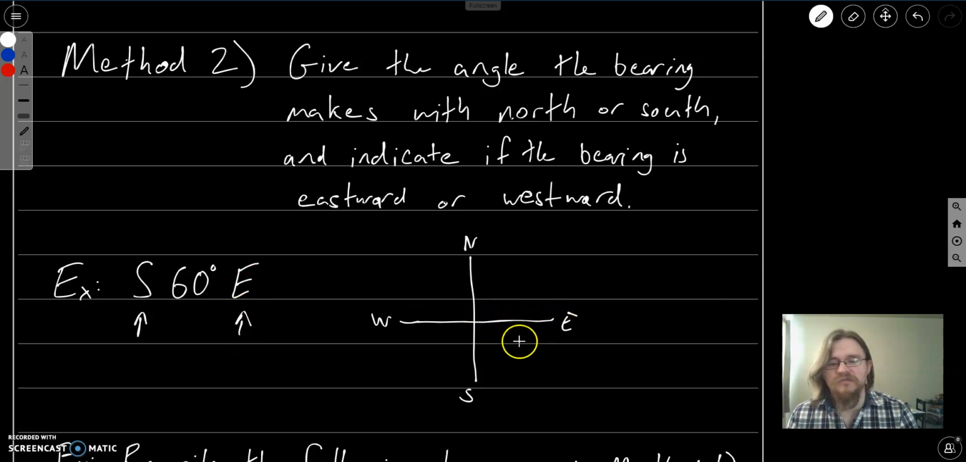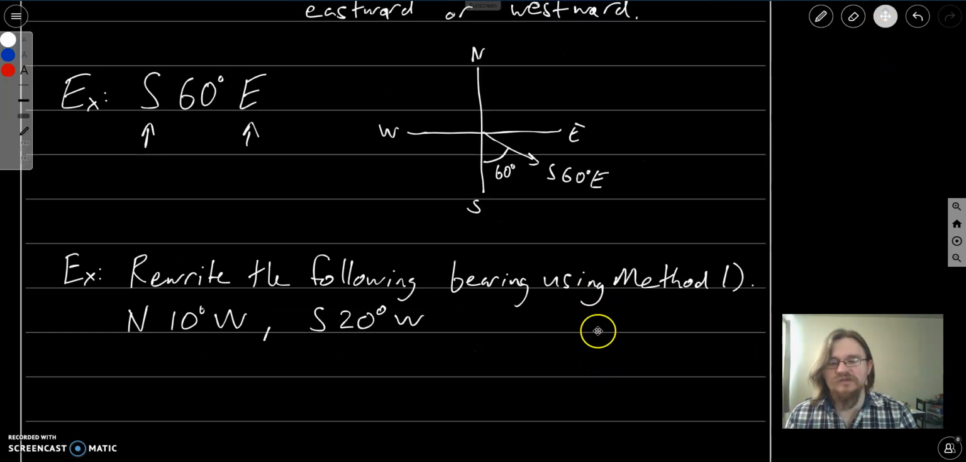Next, we want to go 60 degrees away from south in the direction of east. Well, east is over here, so we're going to be in between south and east, forming a 60-degree angle with south. So this angle right here is 60 degrees. Note that we're on the east side, not the west side, so this bearing is going to be south 60 east. So all we're doing is identifying what direction we point in first, either north or south, and then we bend this far in the last direction, either west or east. So let's do a couple of these.